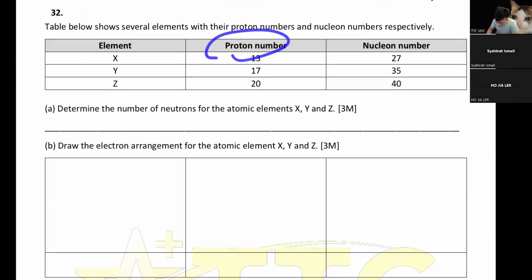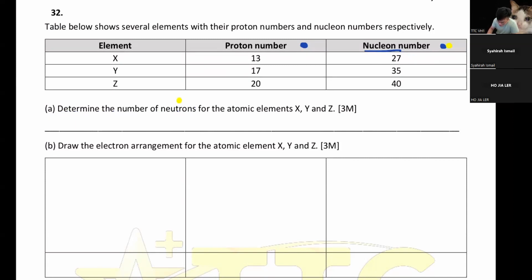Okay, again, proton number. This is the blue ball. Nucleon number. This is blue and yellow, the blue and yellow ball. So this is the total. This is the blue. So how do we get the yellow ball? This one minus this one. They're asking for that already: determine the number of neutrons. Neutron is the yellow ball.